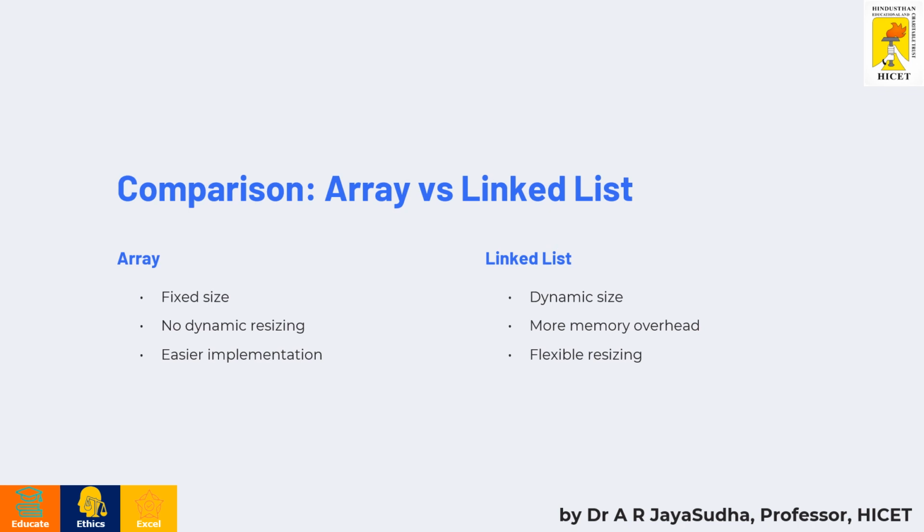So let's compare arrays and linked lists on a few criteria. Arrays offer constant time access to elements, while linked lists require sequential traversal from the head, resulting in O(n) access time in the worst case, that is linear. Linked lists excel at insertion and deletion operations, which can be done in constant time by updating pointers. Arrays, on the other hand, may require shifting elements to accommodate insertions or deletions, resulting in linear time complexity.